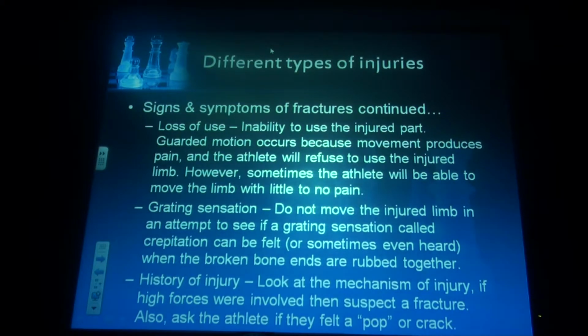You want to check for the history of the injury. Look at the mechanism. What caused the injury? If high forces were involved, then suspect a fracture. Okay, anytime you have high speed, intense forces, that could cause a fracture. Also, ask the athlete if they felt a pop or a crack. That can tell you a whole lot too.